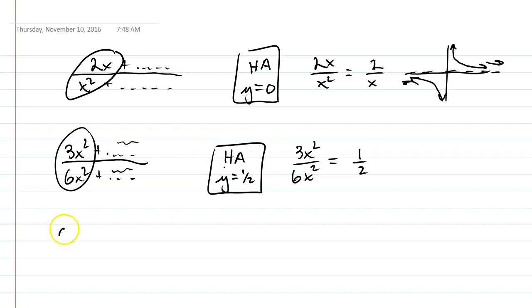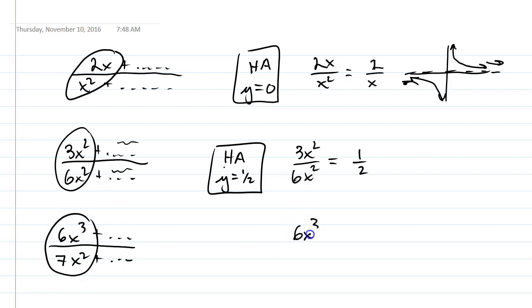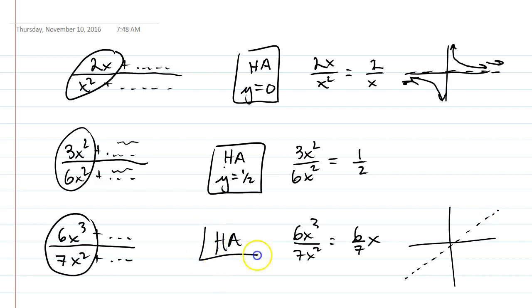Now today we're going to see things like 6x cubed all over 7x squared, and so we're going to have powers on top being larger. You're still going to do the same sort of thing. What will end up happening is we will get something like 6/7 x. And what that means is, for your graph, you're going to have something that has a slope of 6/7 as your horizontal asymptote. Now, how do you actually find the horizontal asymptote? That is what this lesson is about.